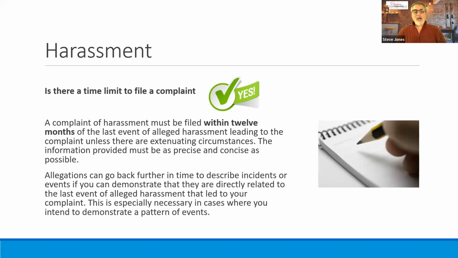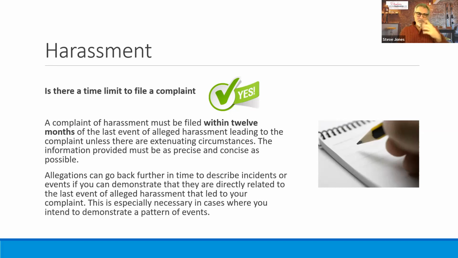And there's a time limit to file a harassment complaint under human rights, and that's within 12 months from the last time that the alleged event occurred. So if you go for a long period of time, there's some harassment that someone believes is harassment, and then a year and a half goes by and something happens again, then that event has a clock on it that now starts for 12 months, but the first event is no longer really eligible for a complaint.